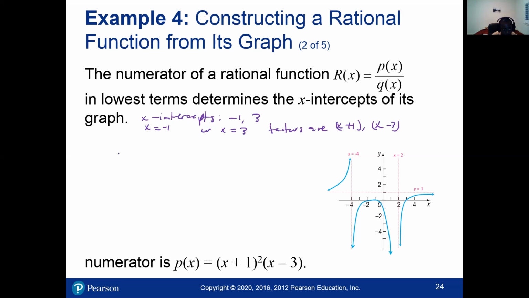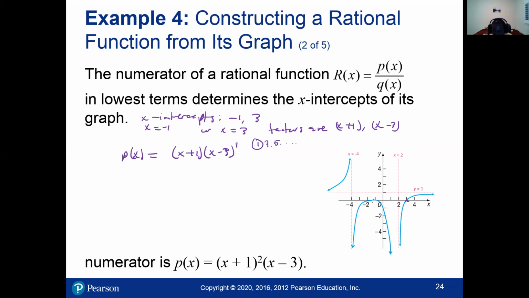So for p of x, the numerator, the possible numerator will be the factors multiplied: x plus 1 and x minus 3. In terms of multiplicity, look at this. It crosses, so the factor x minus 3 will have an odd multiplicity. It could be 1, 3, 5, and so on, but the simplest is 1. So we let it have a multiplicity of 1.